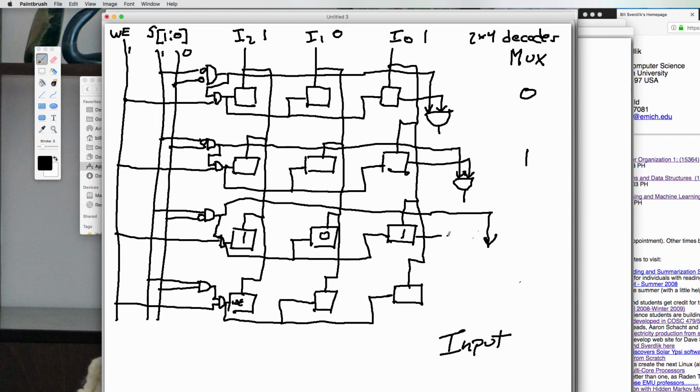And I'll take the output of this flip-flop, and I'm going to put that into an AND gate. And then likewise, I'm going to come over here and take the output of this decoder line. I apologize, I got really messy there. And I'm going to take the output of this flip-flop, and I'm going to put that into an AND gate as well. We're almost done.